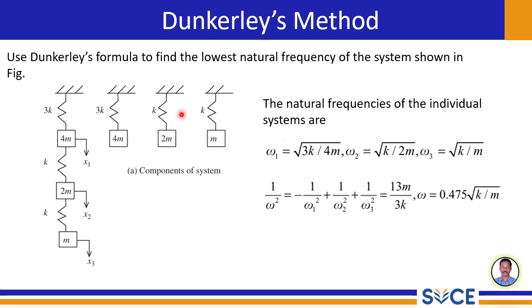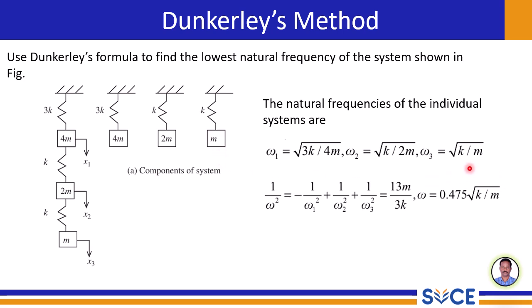Similarly, for the second mass also, it is supported by spring of stiffness k only. We are not considering any other terms, 3k or another k. Therefore, natural frequency of the second mass is going to be root of k divided by 2m. For the third mass, it is supported by spring with stiffness k. Hence, its natural frequency omega 3 equals root of k by m.